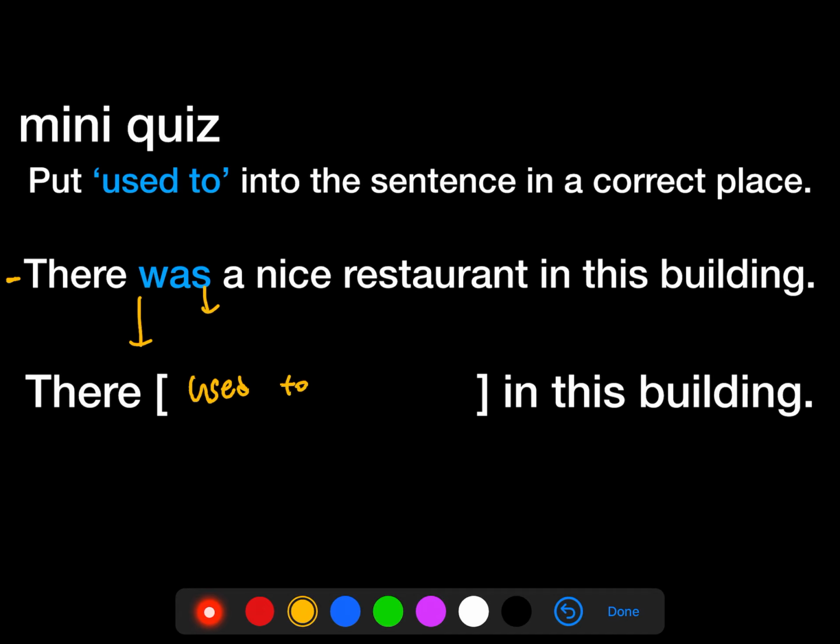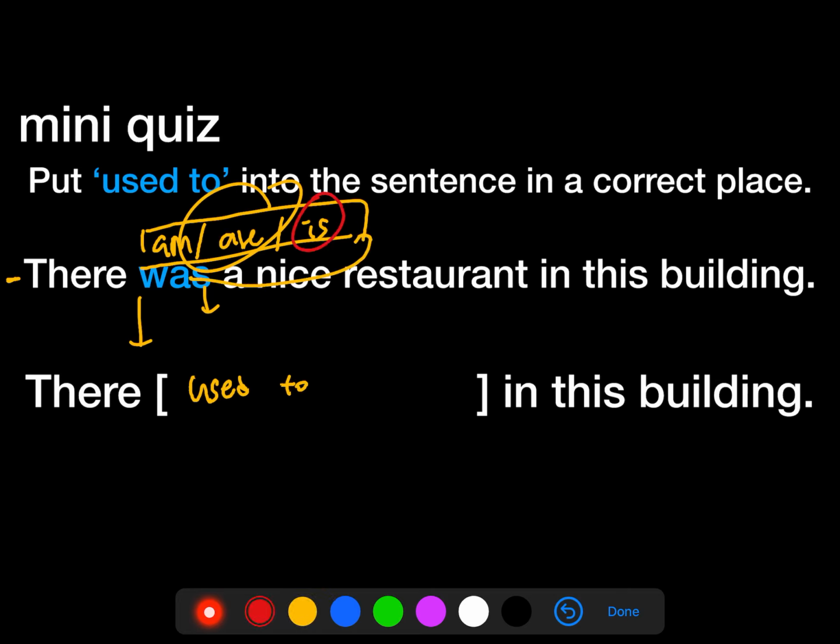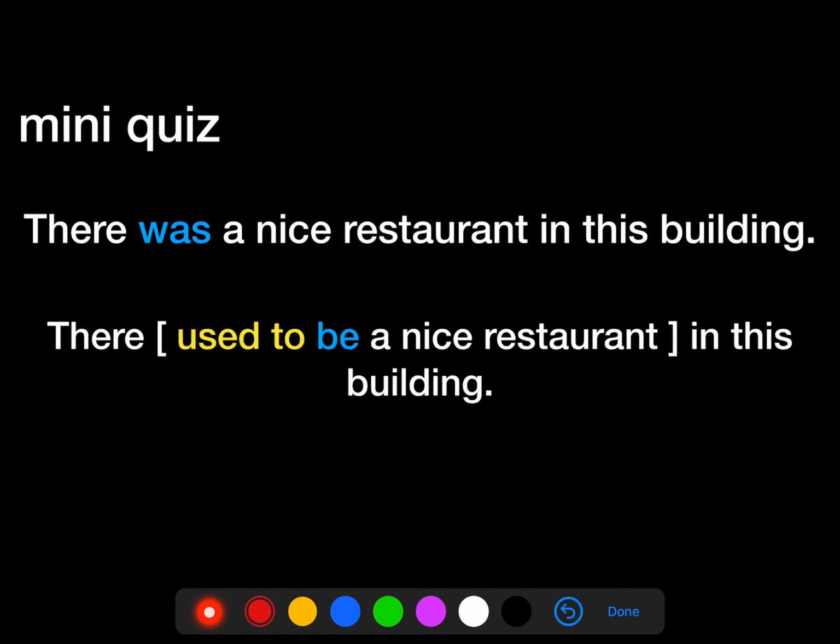What is the base form of the verb was? Am, are, is. Are these base forms? No. These are just the present forms. So the infinitive of was is be. Used to be. So the answer is there used to be.